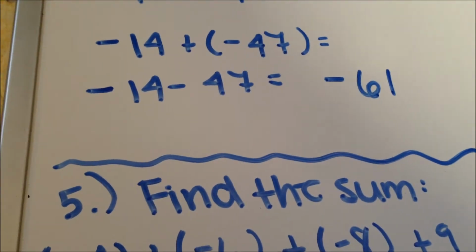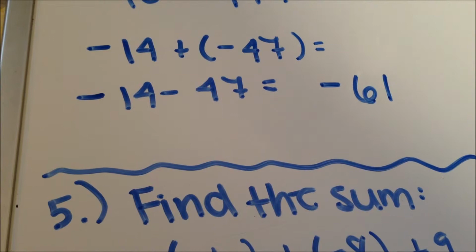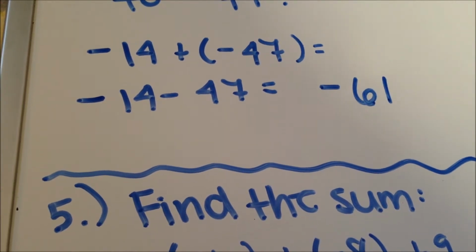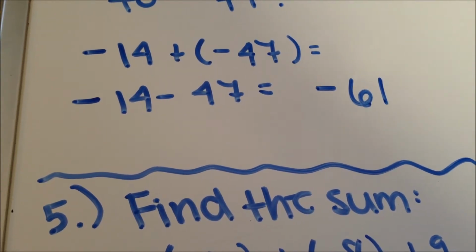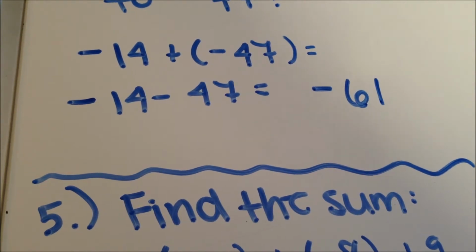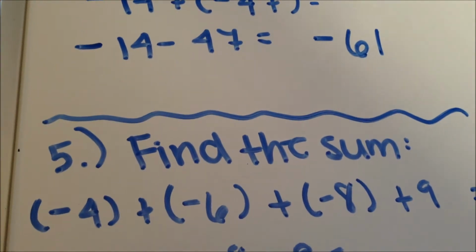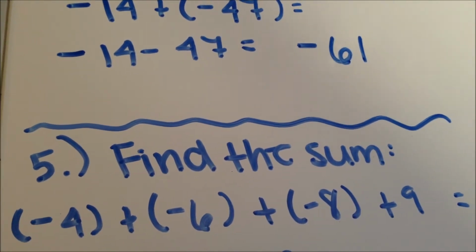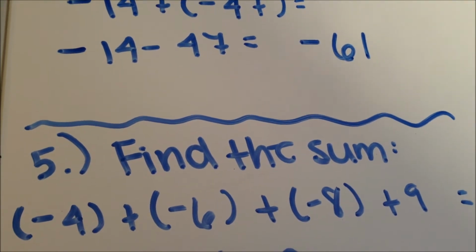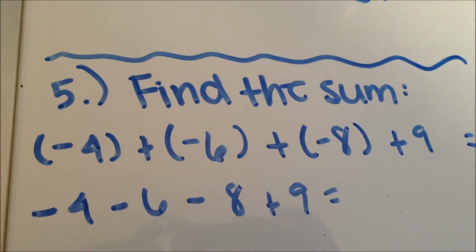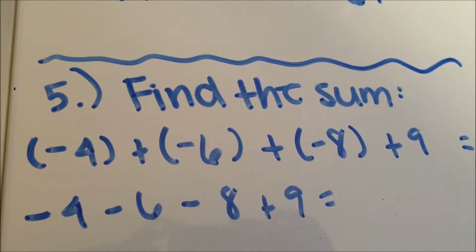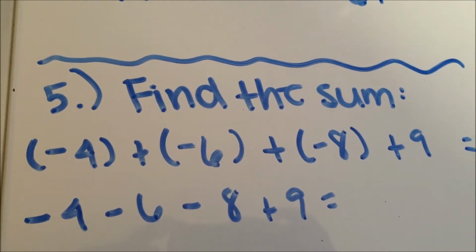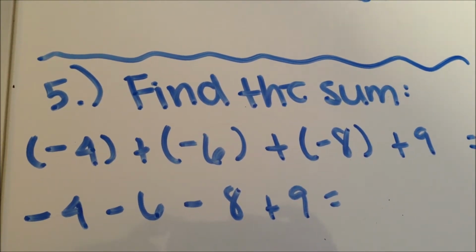Find the sum. Don't let that word throw you off too much because you may end up subtracting. Just look at the signs and use the rule: same sign sum, different signs difference. We have -4 plus -6 plus -8 plus 9. If you'd like to rewrite it, you can: -4 minus 6 minus 8 plus 9. You don't have to do that. Whichever way visually looks better for you.